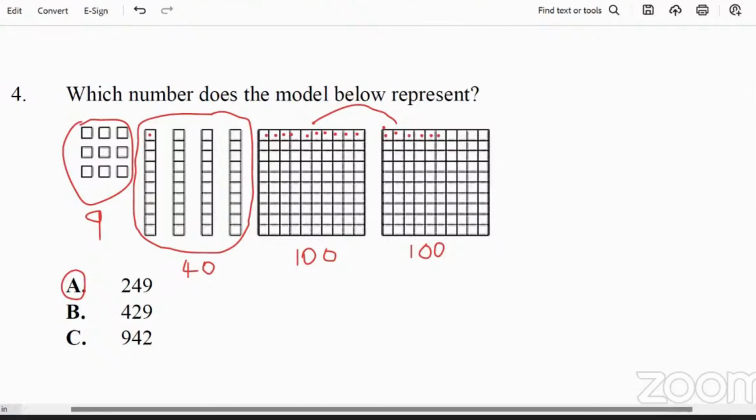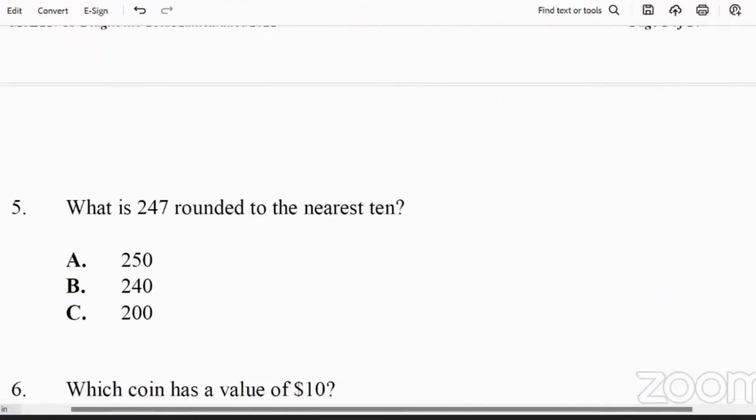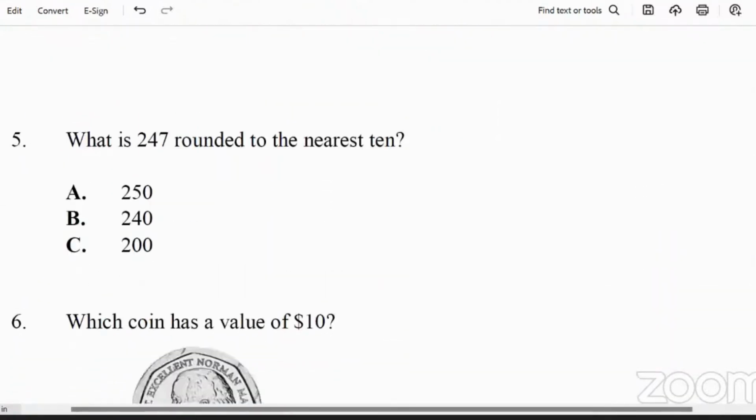But if you're not sure how to do that quickly, I suggest you go ahead and count them. Just make sure you are careful with your counting so that you do not miss any out and get your answer incorrect. All right, so we are now at question 5. It says, what is 247 rounded to the nearest 10? Again, guys, the nearest 10, think about your place value chart. So let me write the number over here.